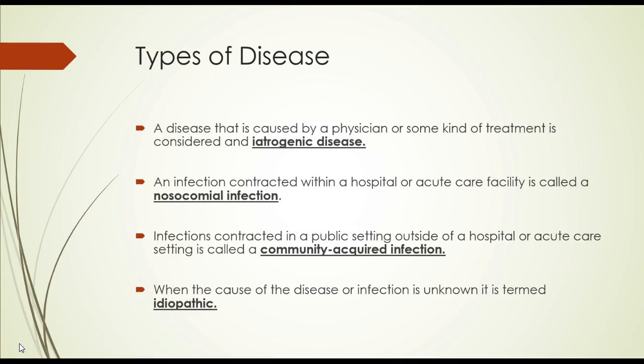The next one is something called community-acquired infection. A community-acquired infection is an infection that's contracted in a public setting or place, but not at a hospital or acute care setting. And then the last form of disease you should be aware of is an idiopathic disease, in which case the cause of the infection or disease is unknown. So those are the 4 types of diseases you should know for the test on Friday. Study them up.